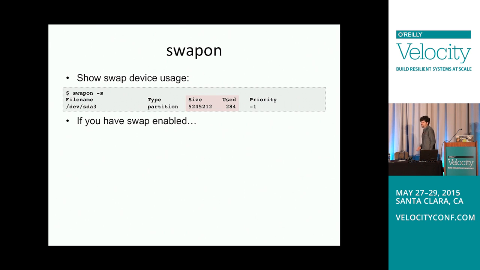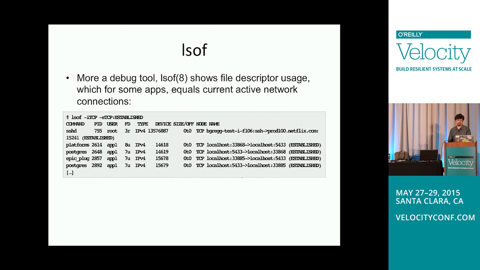swapon I've included in my intermediate list, just to check swap device usage if you've exhausted memory. If you have swap enabled, a lot of systems these days don't. lsof is more of a debug tool, but there are some performance issues that it can help solve. You may have too many file descriptors open, and you may be running into limits there. It also helps you just understand an environment by seeing who's connected to who. So I'm running lsof to see that this application on this port is connected to this other host on that port.